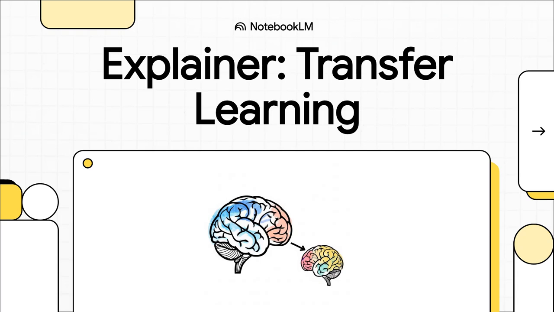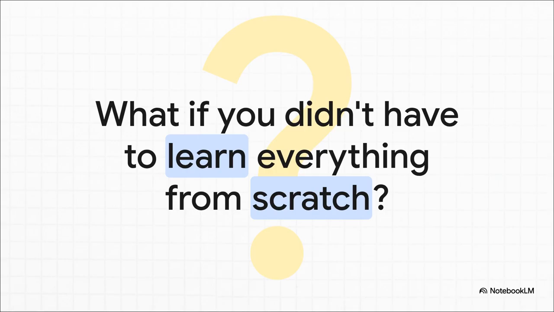Welcome to the Explainer. Today, we are diving into a massive shortcut in the world of AI. It's a technique that lets us build unbelievably powerful models way faster and with a lot less data than you'd think was possible. We are talking about transfer learning. But first, I want you to think about something.